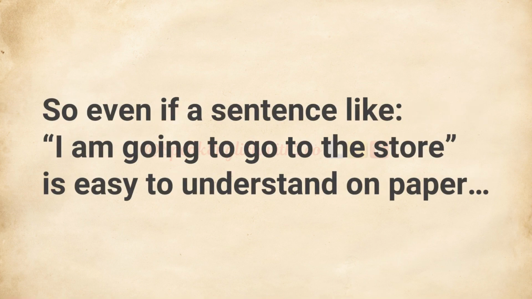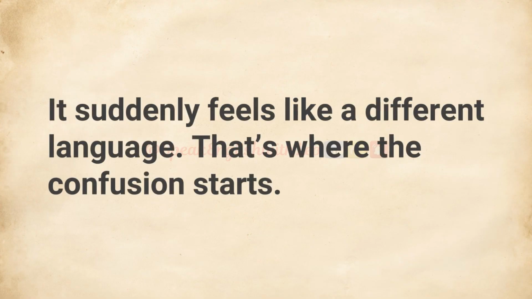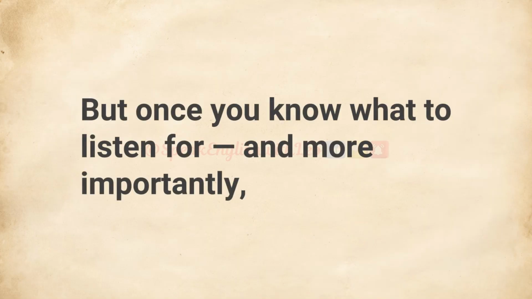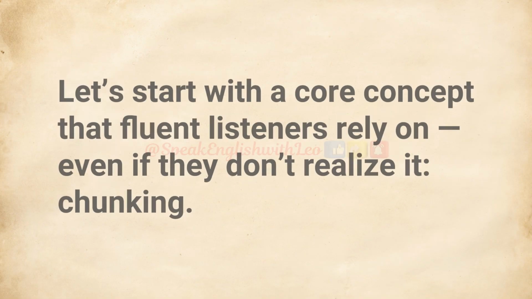So even if a sentence like, "I am going to go to the store," is easy to understand on paper, when a native speaker says, "I'm gonna go the store," it suddenly feels like a different language. That's where the confusion starts. But once you know what to listen for, and more importantly, how to train your brain to recognize these sounds, everything changes. So let's break it down. Let's start with a core concept that fluent listeners rely on, even if they don't realize it. Chunking. Your brain hears what it expects.